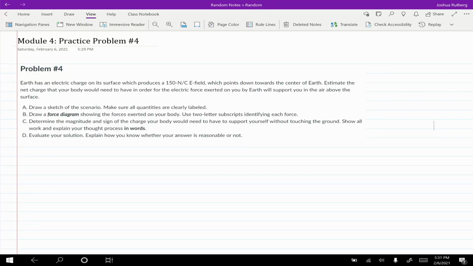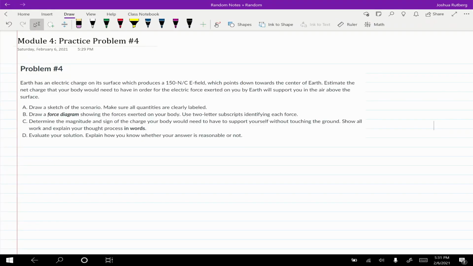So let's take a look at practice problem 4 from module 4. And as always, let's read the problem. So we're told that Earth has an electric charge on its surface, which produces a 150 Newton per Coulomb E field, which points down towards the center of Earth.